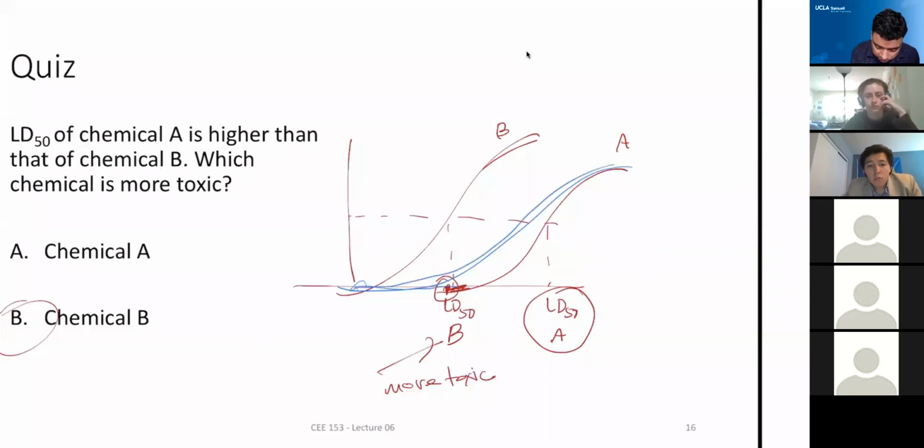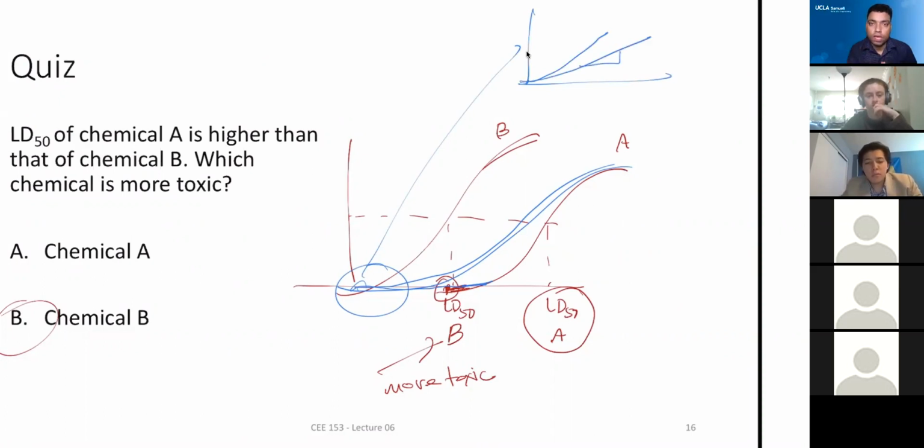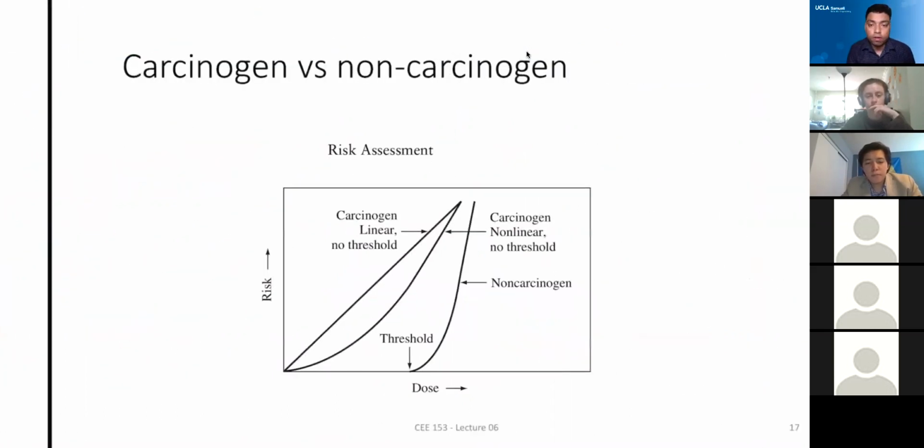So instead of assuming this is 0, if you extrapolate here, you will see these concentrations are at a very low level, so just zoom it out. Okay. You have to pass it through the origin. So that's another thing you have to think of. That's why when you think of a carcinogen, they always extrapolate to the origin. Whereas for a non-carcinogen, there is a threshold.